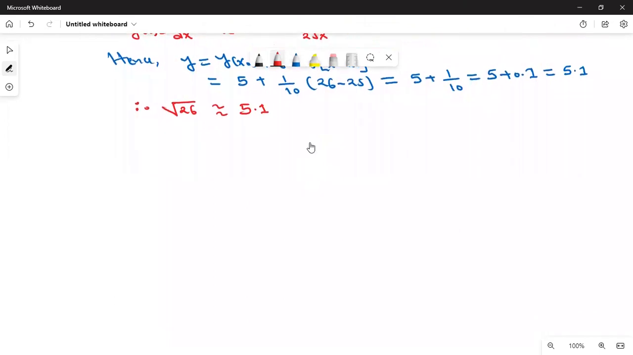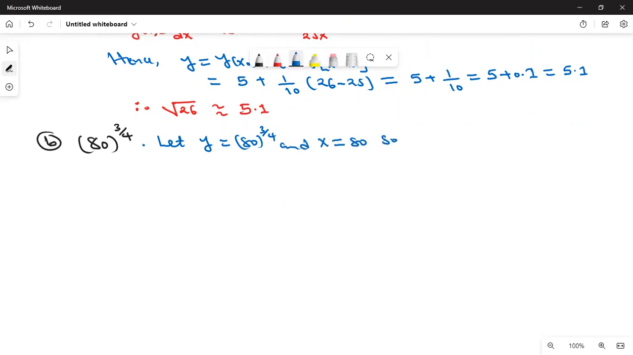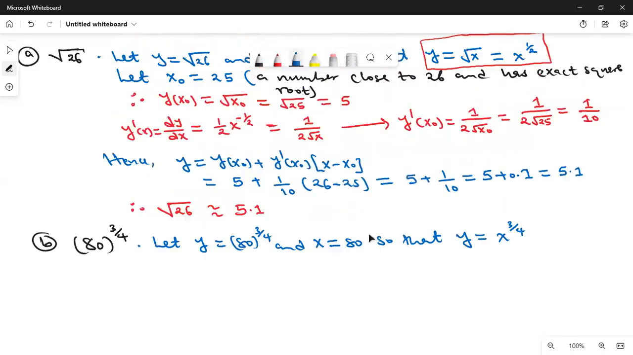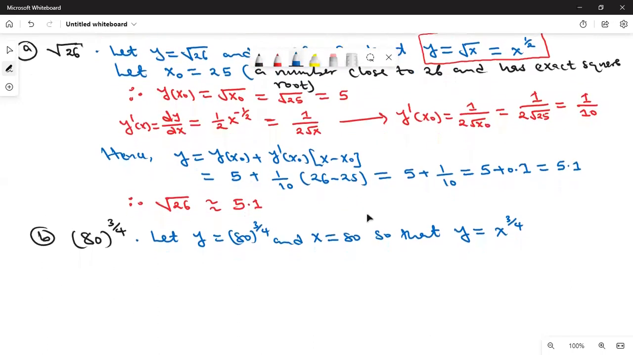Another one, let's see how to work out this. Part B, we need to work out 80 raised to 3 over 4. What is the value? So again, as usual, we say let y be equal to 80 raised to 3 over 4, and let x be equal to 80, so that y will be equal to x raised to 3 over 4. So now we know y as a function of x. So now we need to also find x naught.